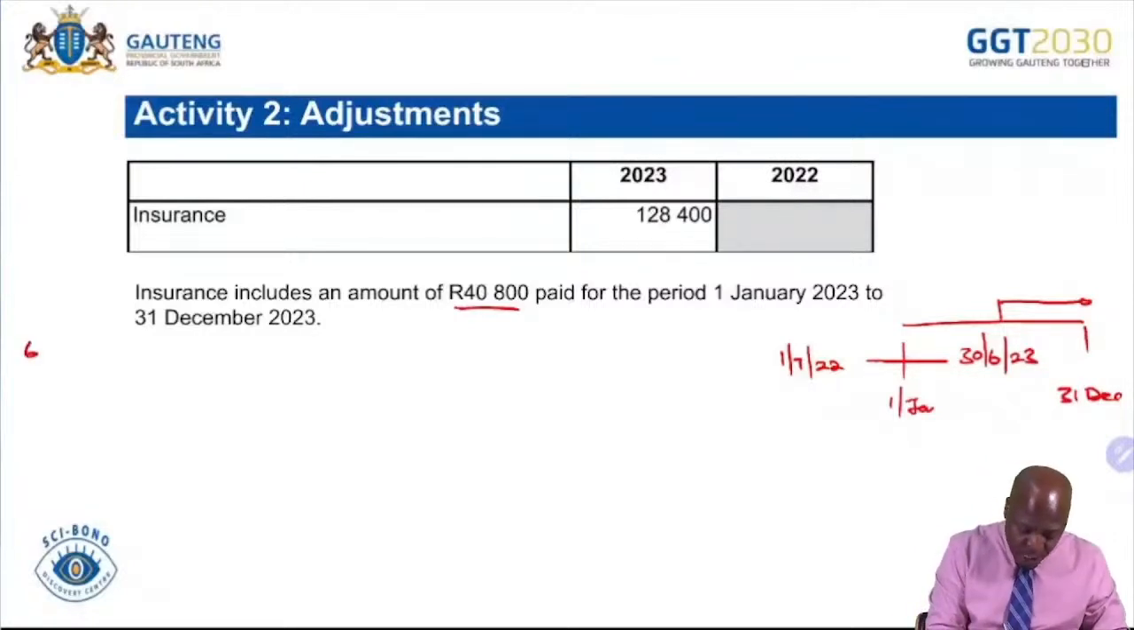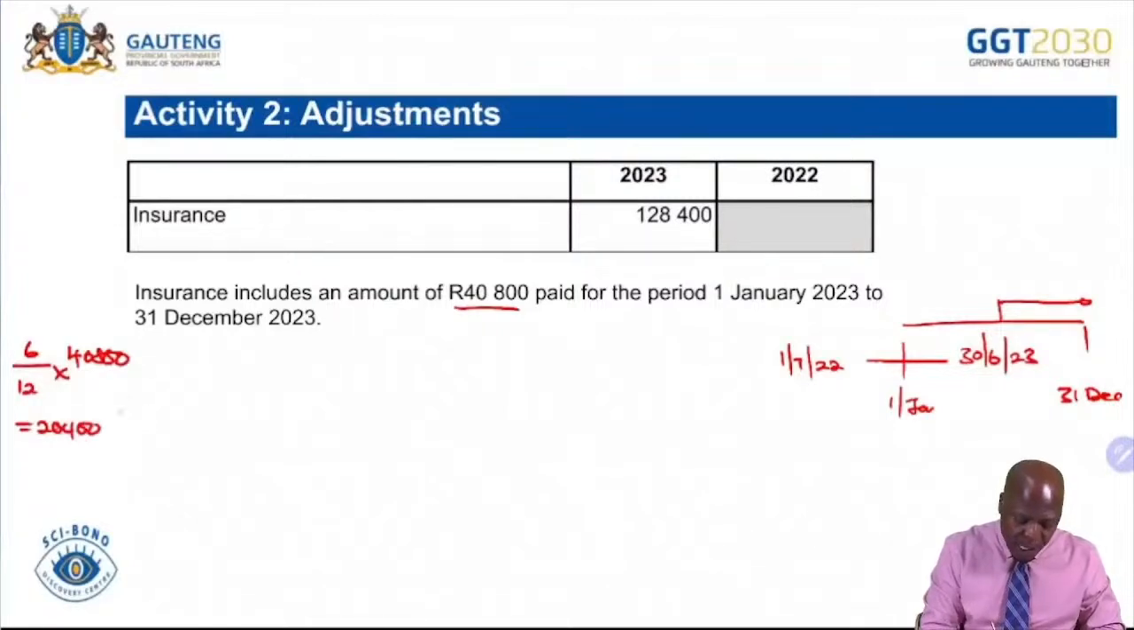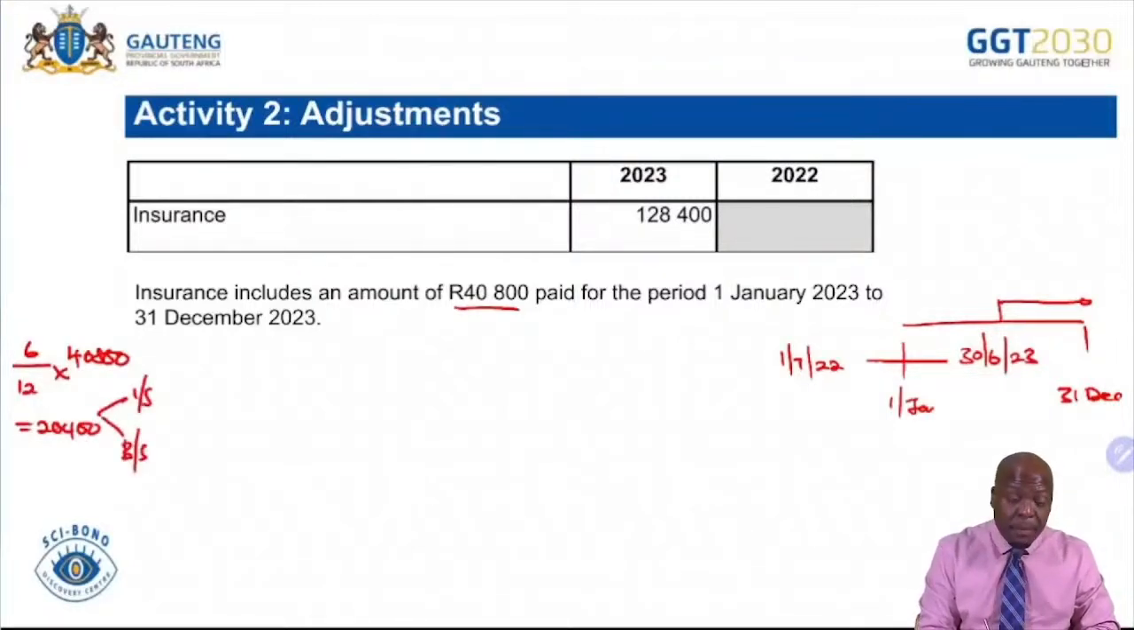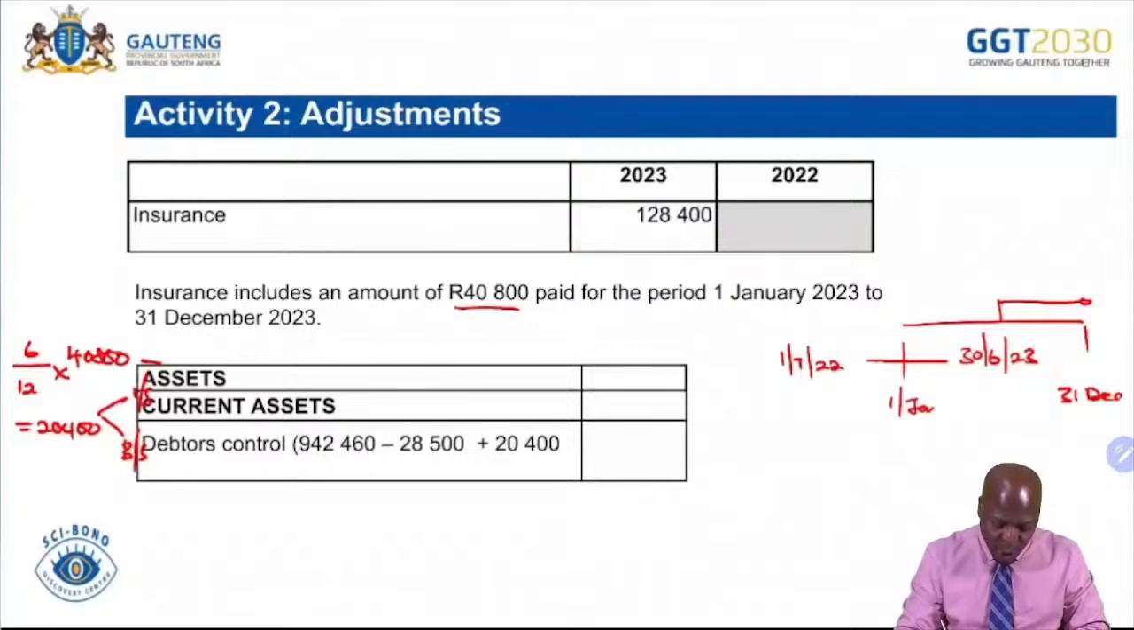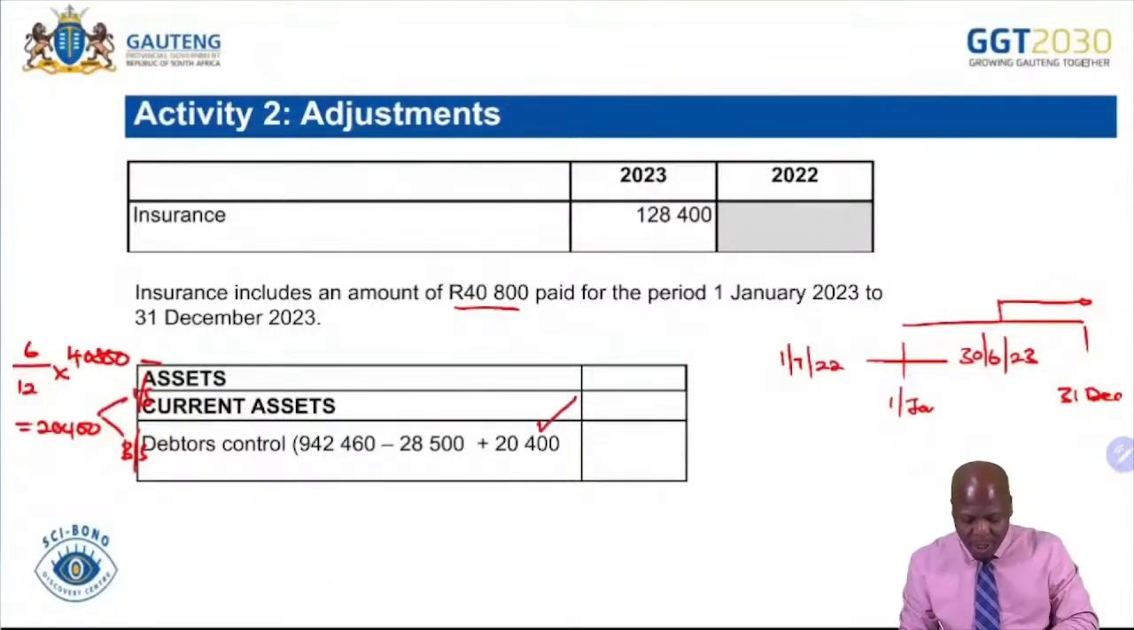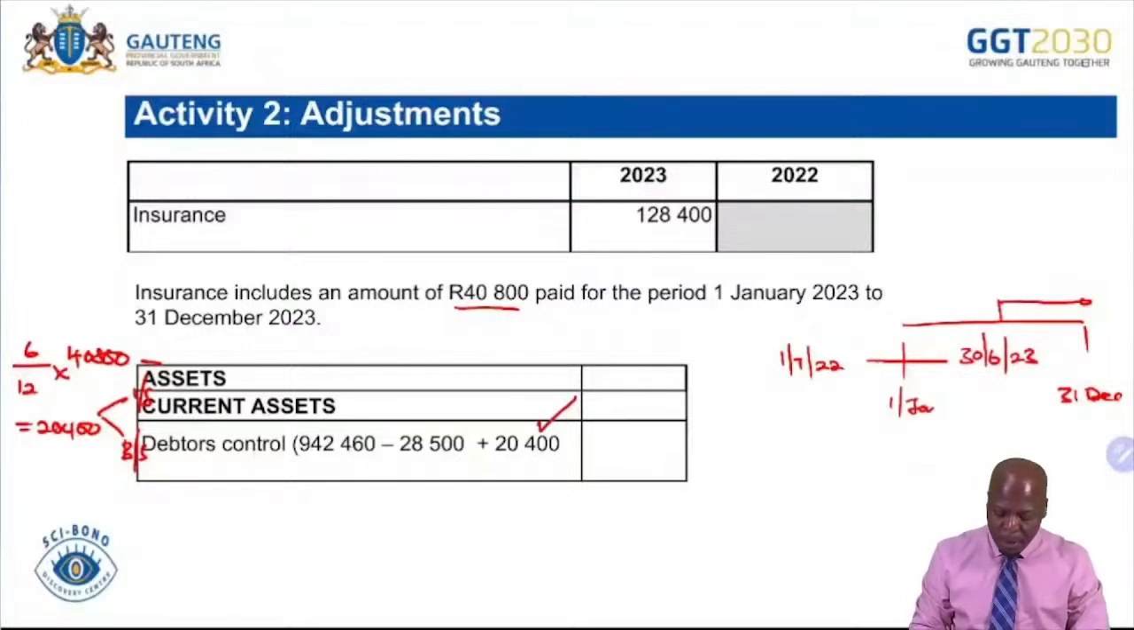You have your 6 months over 12 multiplied by the 40,800, and that will give you 20,400. What was that? Prepaid expense, income statement, and balance sheet. In the income statement, it's a minus. In the balance sheet, we take it to trade and other receivables. Hence, you will see plus 20,400 because it is receivable, a prepaid expense. Can I move on? All right, let's go on to the next one.